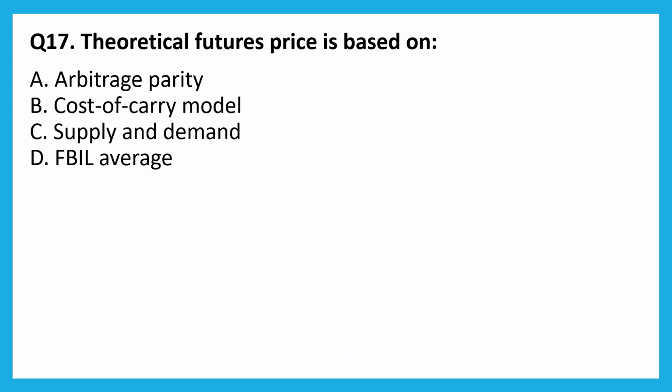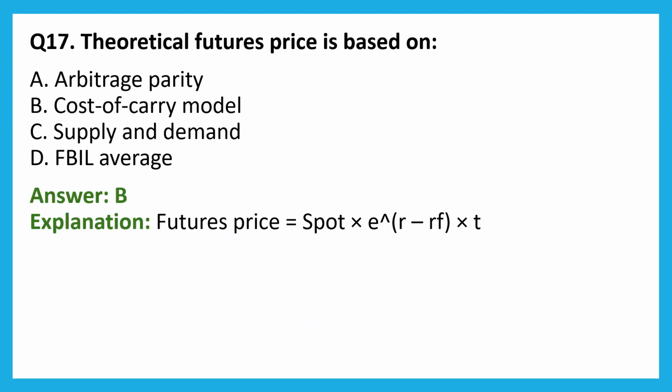Next question. Theoretical futures price is based on option A, arbitrage parity; option B, cost of carry model; option C, supply and demand; and option D, FBIL average. Correct answer is option B, cost of carry model.